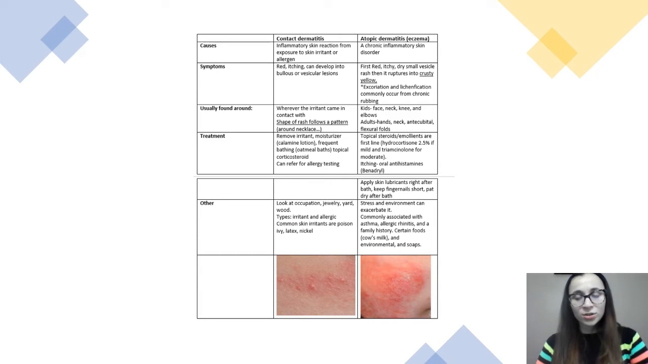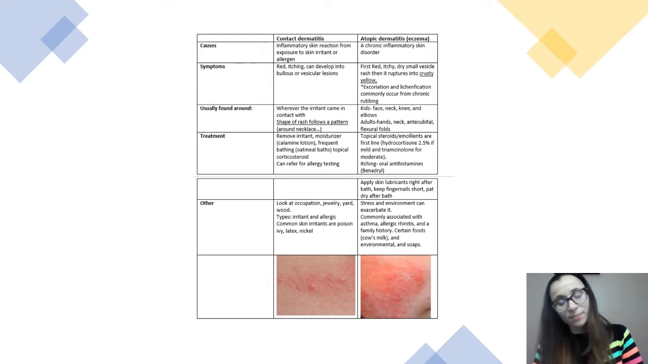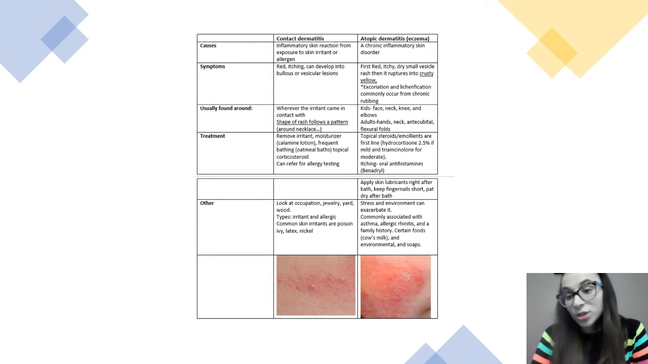Okay, so here we go on to contact dermatitis and atopic dermatitis, which is eczema. So I put it in this chart so you can see the difference. So the cause of contact dermatitis is an inflammatory skin condition from exposure to a skin irritant or an allergen. Atopic dermatitis, on the other hand, is a chronic inflammatory skin disorder.